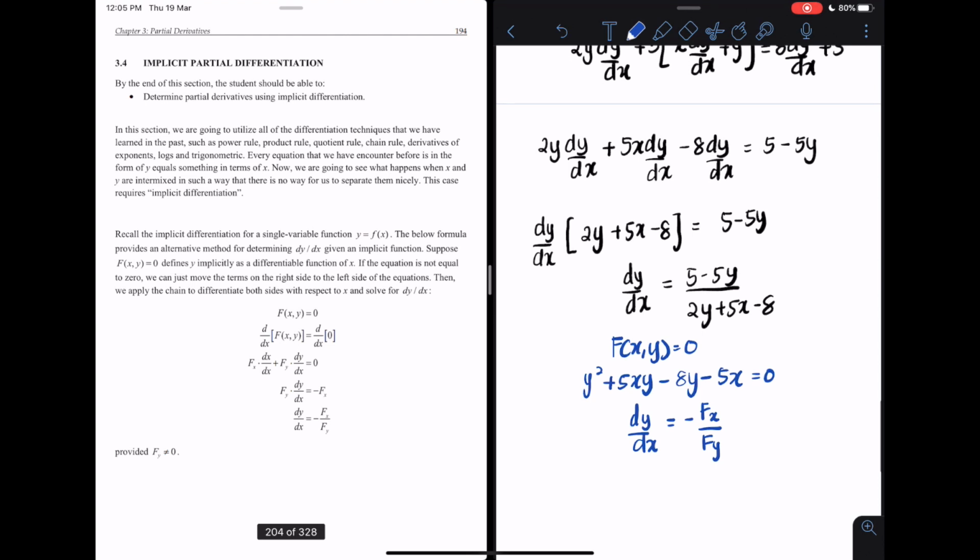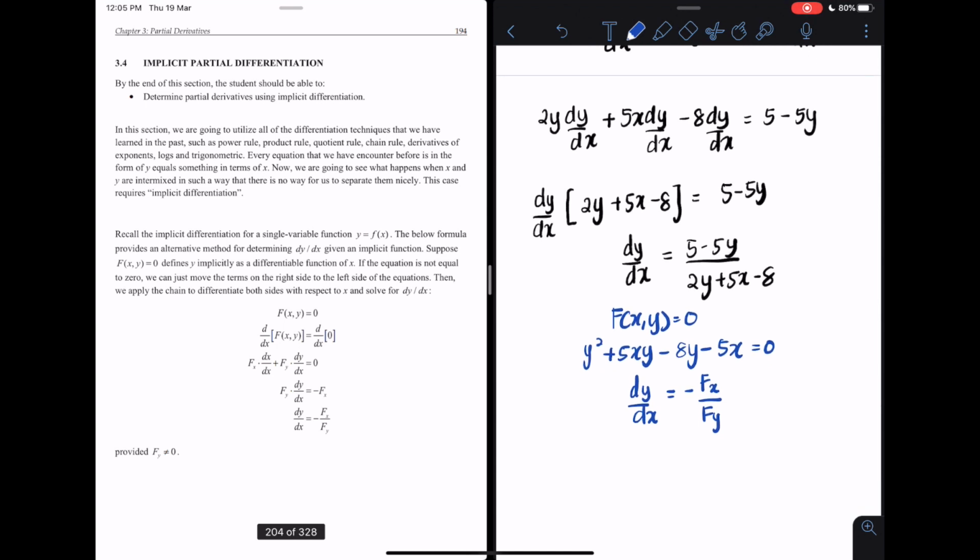So basically, the formula asks you to determine the partial derivative with respect to variable x and the partial derivative of the function with respect to variable y. So what should I do? I have to determine the partial derivative with respect to x. I have to treat any variable not related to x as a constant. In this case, I will treat y as a constant, and y should behave like a constant.